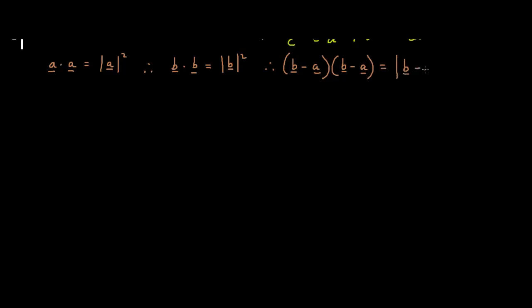Finally, you need to know some vector rules. Vector A multiplied by vector A equals the magnitude of vector A squared. Therefore, vector B multiplied by vector B equals the magnitude of vector B squared. And therefore, vector B minus vector A multiplied by vector B minus vector A equals the magnitude of vector B minus vector A, squared.